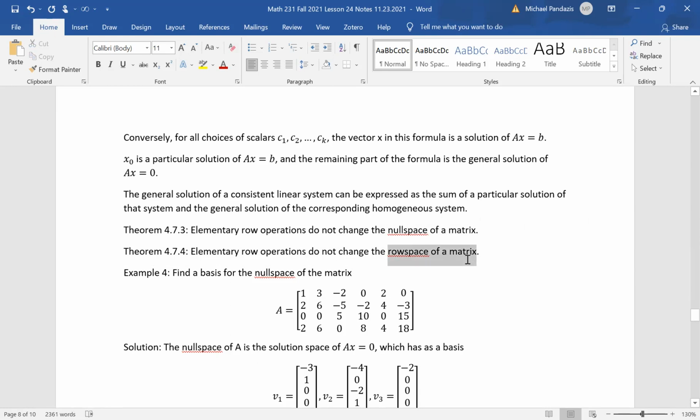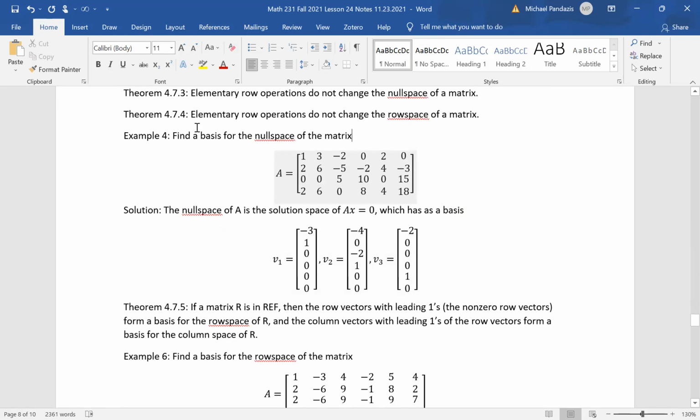Even though you change the matrix by elementary row operations, the span of the new rows of your new matrix is still the same, as long as you only applied elementary row operations correctly to it. Example 4. Find the basis for the null space of this matrix. Okay, so the problem is to find a basis for the null space of this given matrix.